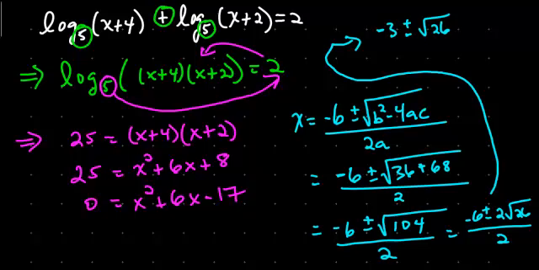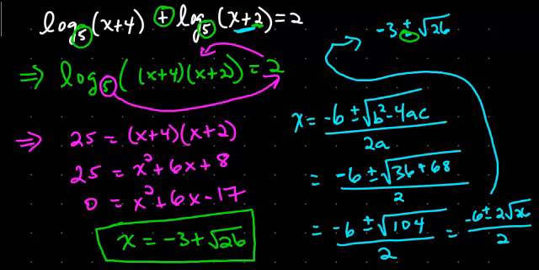Okay, so negative 3 plus or minus the square root of 26, and then you got to check inside here to make sure that you're not taking the log of a negative number. You can't raise 5 to any power and get a negative number. So I believe if we leave that negative 3 minus the square root of 26, that's going to be a negative number bigger than 2, so that's not going to be a valid answer. So I think our final answer is going to be x equals negative 3 plus the square root of 26.